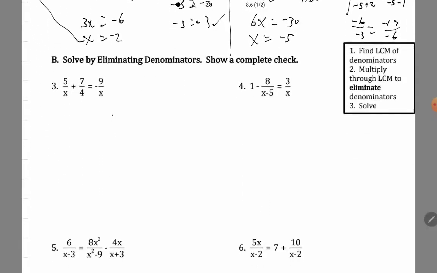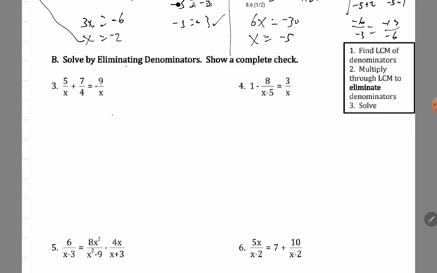Alright, let's make it a little bit harder. So the reason why we learned adding and subtracting fractions is that we found an easier way, but this only works if you have the equal sign, by multiplying the entire equation by the LCM. This will get rid of our denominators, and we'll have an easier problem.